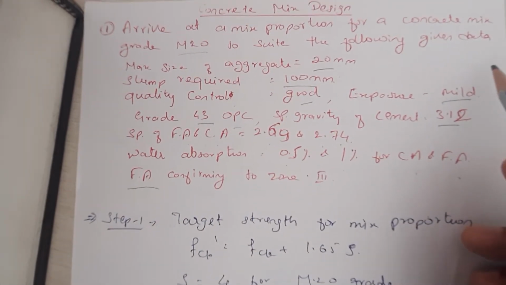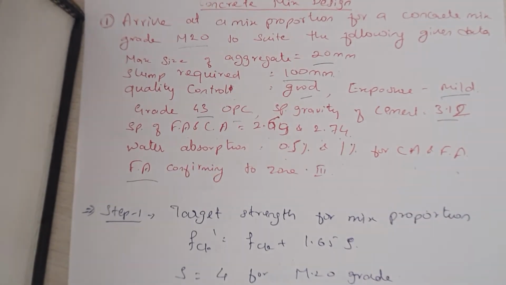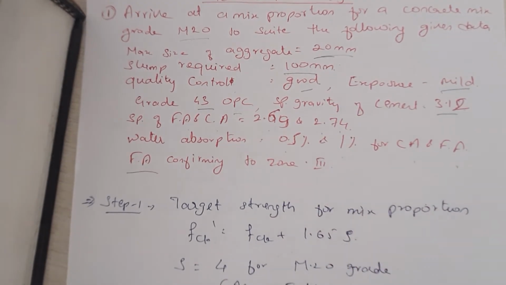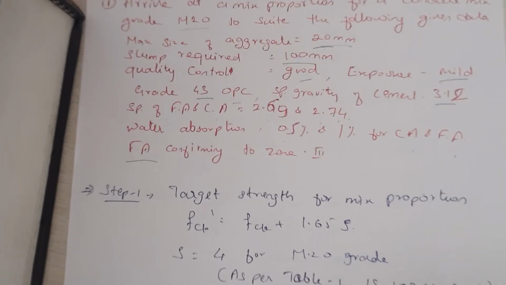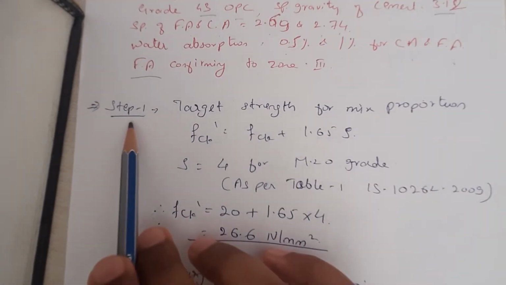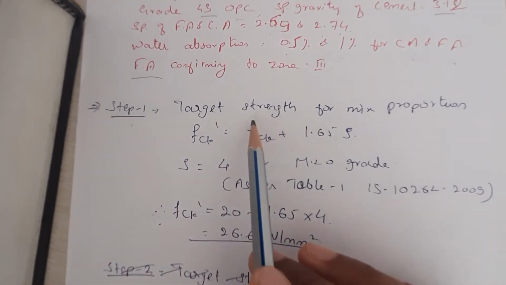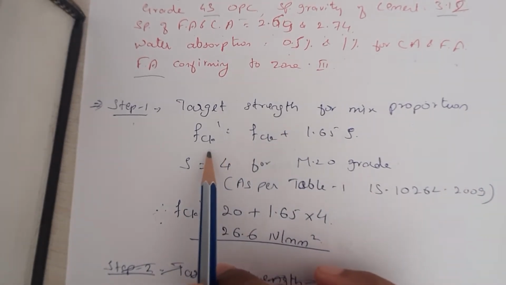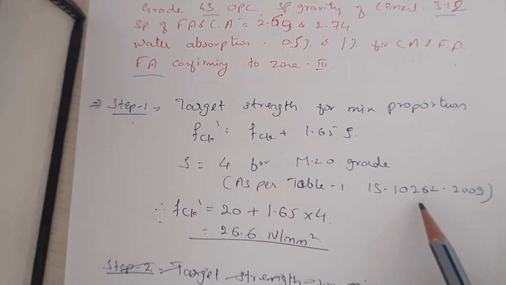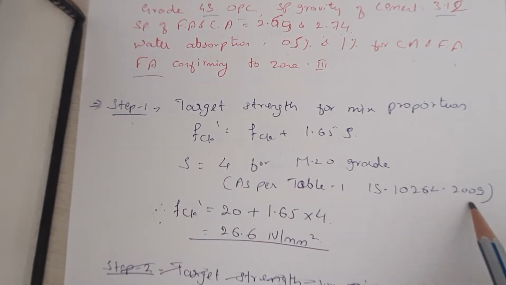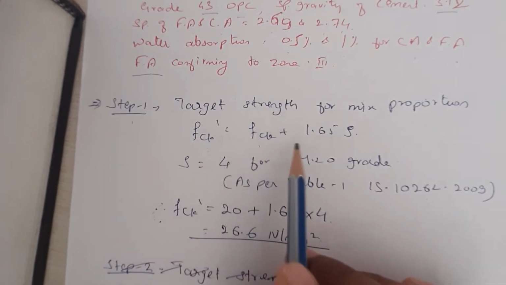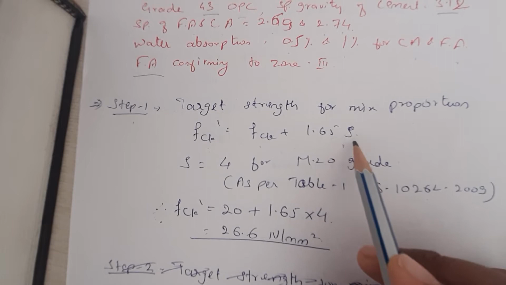For this data we have to design the concrete mix proportions. For this purpose, our first step is step 1, calculation of the target strength for the mix proportion. As we know, the formula from IS code 10262 2009 says that f'ck is equal to fck plus 1.65 into S.